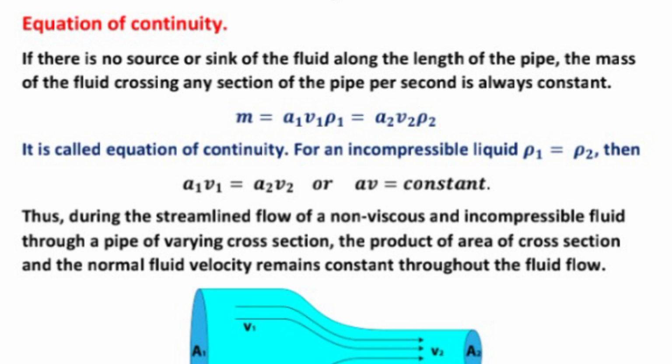Now the equation of continuity. If there is no source or sink of the liquid along the length of the pipe, the mass of the fluid crossing any section of the pipe per second is always constant, and m equal to A1 V1 into rho 1 equal to A2 V2 into rho 2, and this is called the equation of continuity. For an incompressible liquid, rho 1 equal to rho 2, and that will be A1 V1 equal to A2 V2, or AV equal to constant.